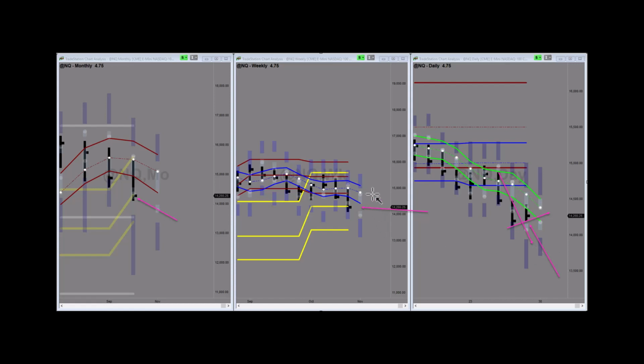The trend here on the weekly chart, you can see the trend is starting to accelerate down. So it's going to take some movement to arrest this downward energy, as you're looking at on the weekly chart.